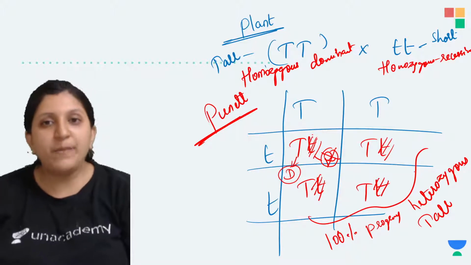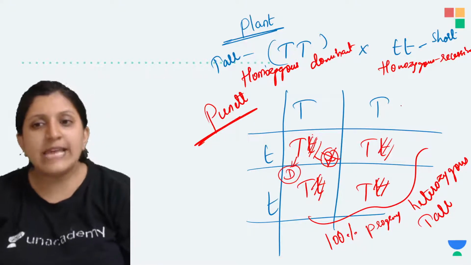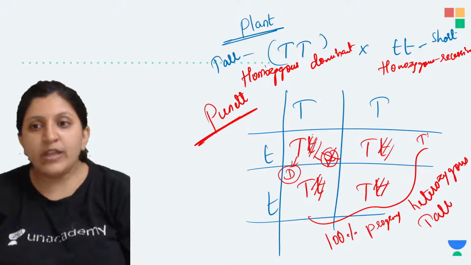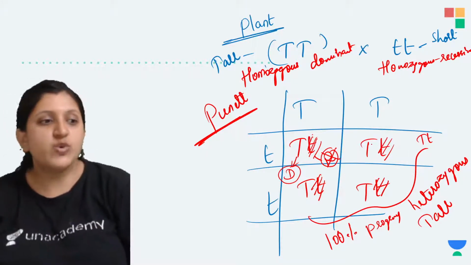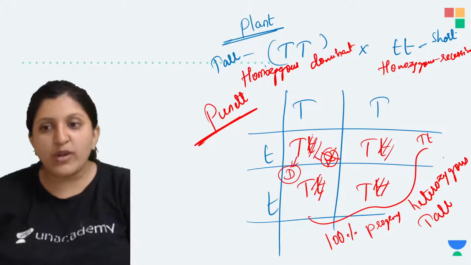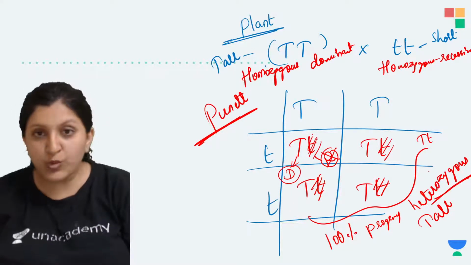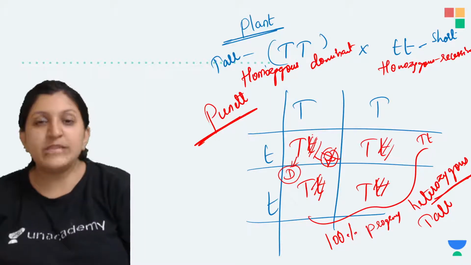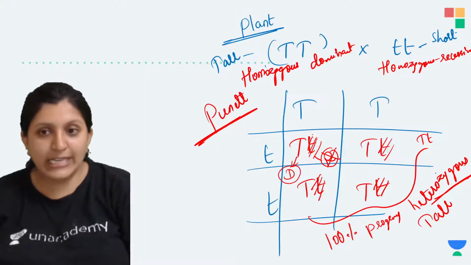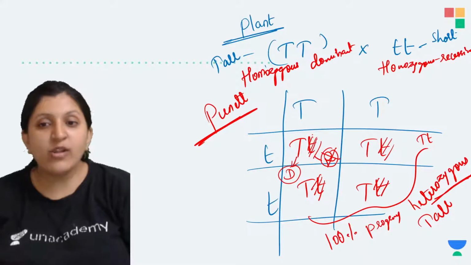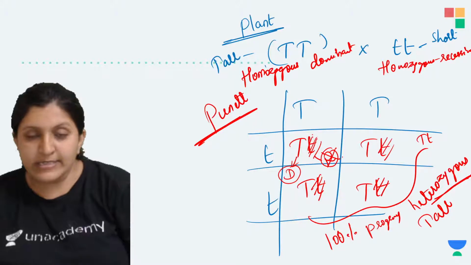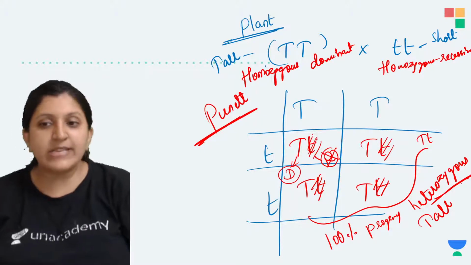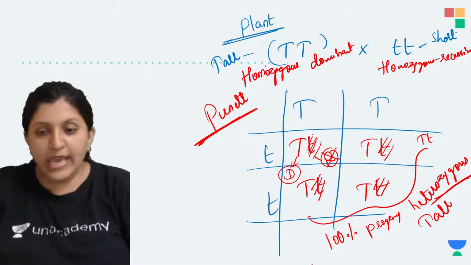Since there is one dwarf and one tall allele, we can say that it is heterozygous, not homozygous. So it is a heterozygous tall. Why are we saying tall? Because all the plants appear to be taller once they are grown. That is why it is a heterozygous tall. We can do one more case study based on this.